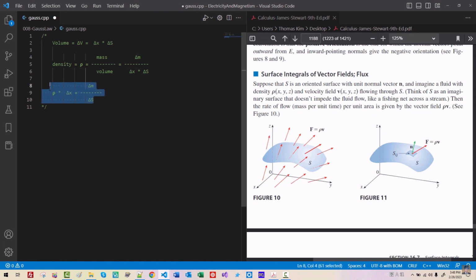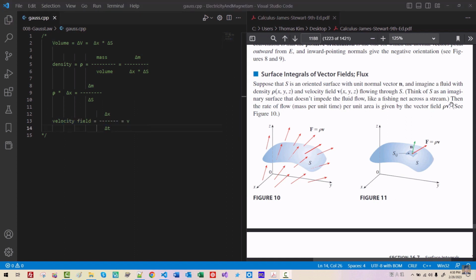This equation holds. The velocity field V can be defined as the distance of the flow, delta X, over time, delta T. This is represented or denoted by the symbol V. This V is the velocity field flowing through surface S.